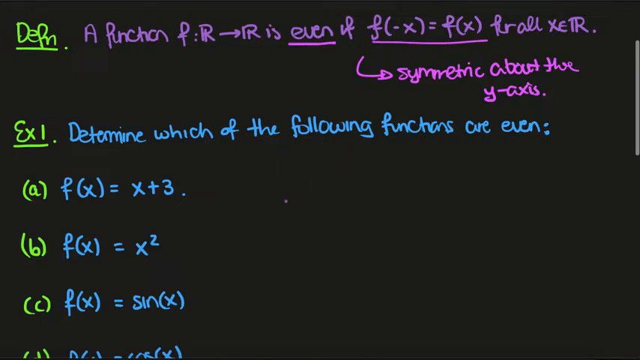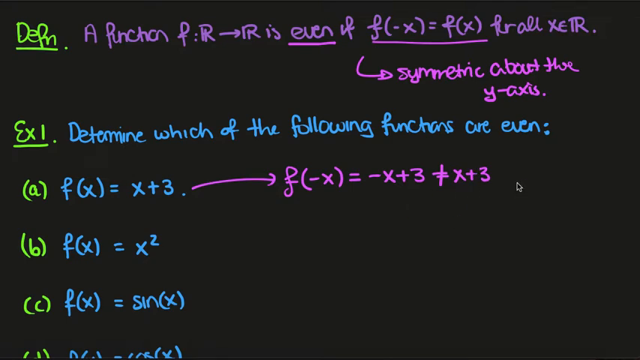So let's have a look at some examples, or at least determine which of the following functions are even. So we have f of x is equal to x plus 3. All we need to do is determine what f of minus x is, and that will just be minus x plus 3. But that's definitely not equal to x plus 3 for all x. So in particular, this is not even.